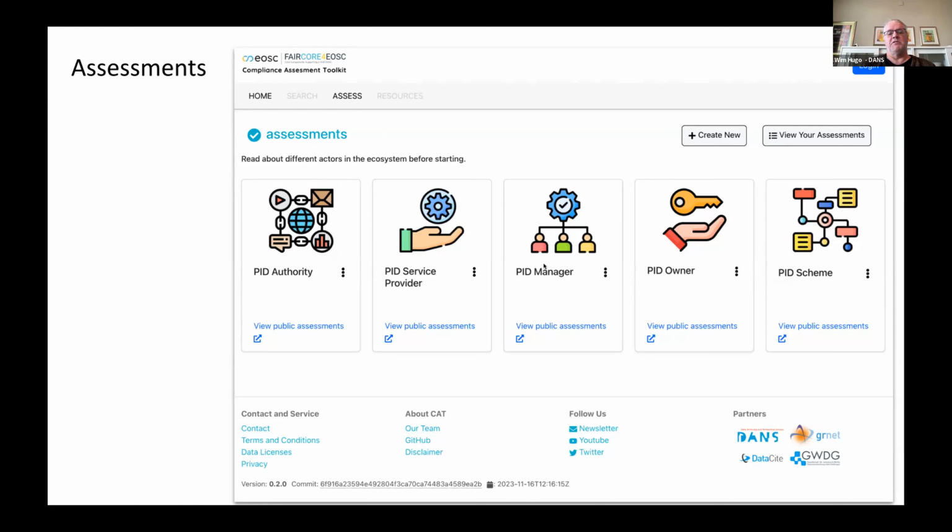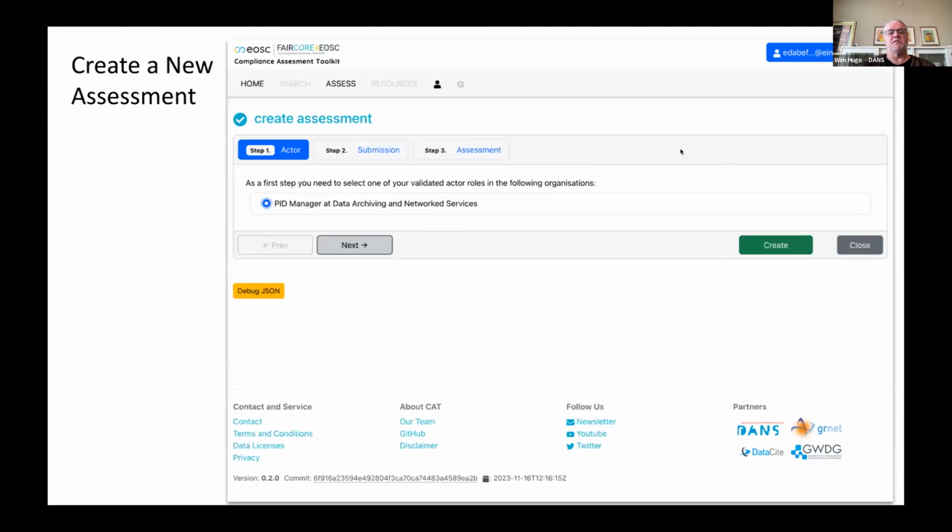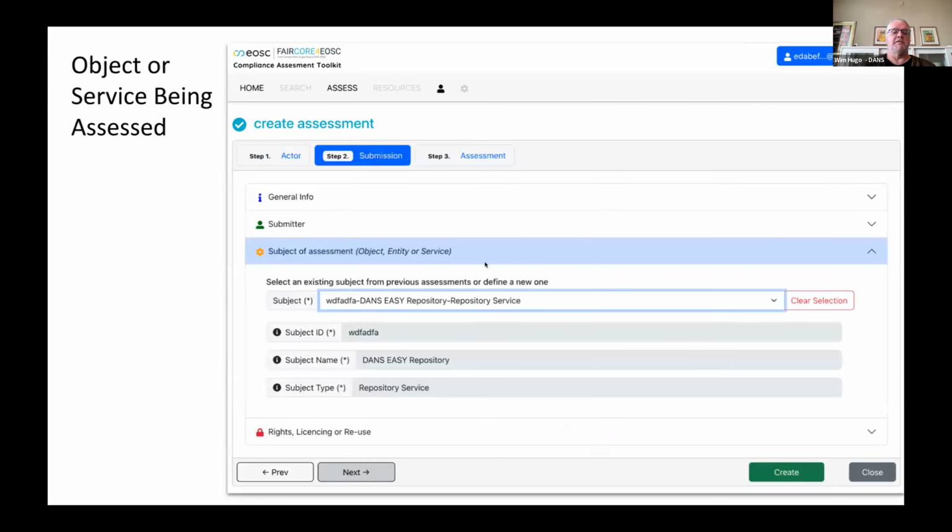The example we're looking at here is for a persistent identifier manager. So if we want to create a new assessment, it would ask us questions about the role that we have in that actor. And it's quite important because these roles are validated by the administrators of the compliance assessment toolkit. I can't create an assessment on behalf of some actor in the ecosystem without validation. So I need to request such a role before I can create an assessment. But once that's been granted, I can create an assessment.